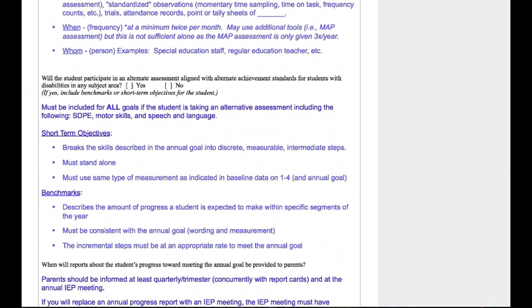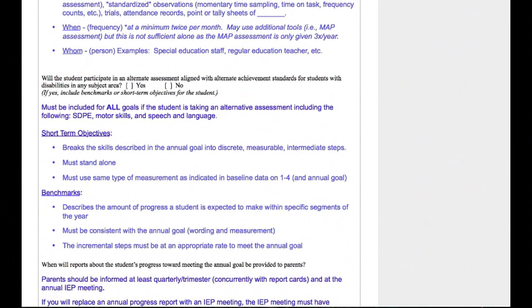Short-term objectives break the skills in the annual goal down into discrete, measurable, or intermediate steps. And what does that mean? So this is like a growth goal in terms of learning trajectories or learning landscapes. If the student is going to start with one skill set or one strategy, and they're going to get really good at that and strengthen their muscles with that, and then you're going to build on top of that, the student's growth will go to the next step. So once they've really gotten solid with this, now we're going to add this next learning piece to it.